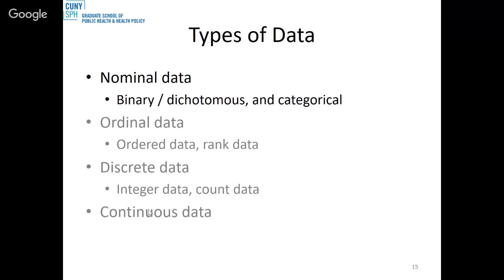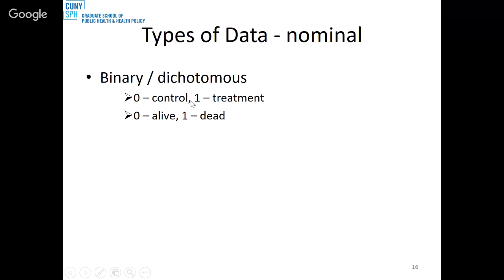Nominal data I use for data that are binary or dichotomous and categorical. What do I mean by that? Well, binary or dichotomous means there's only 2 possibilities. A couple examples could be, in a clinical trial, the control group and the treatment group, or if we're talking about health outcomes, people who survived a certain length of time and people who died in that same length of time. So things where there are only 2 options.